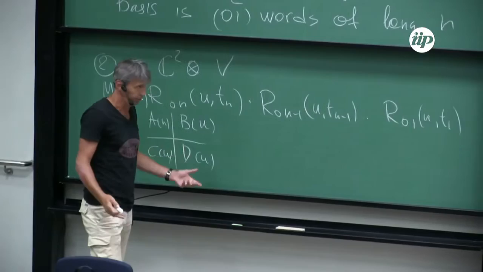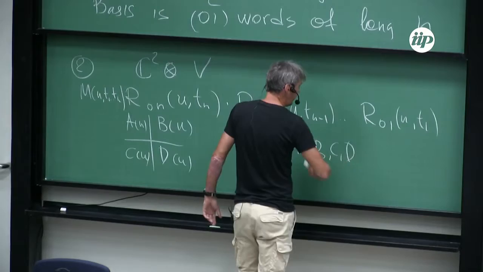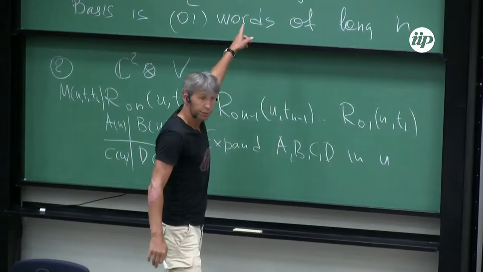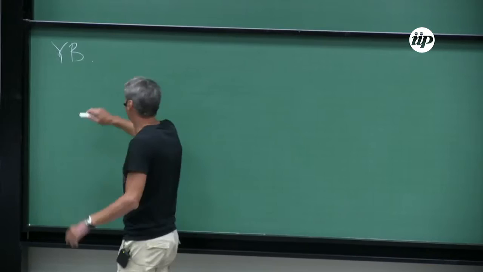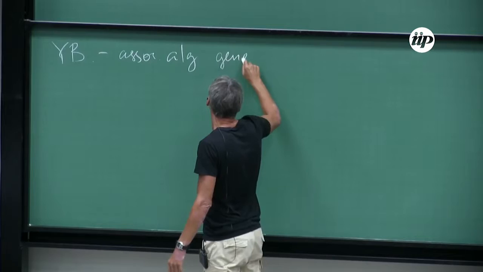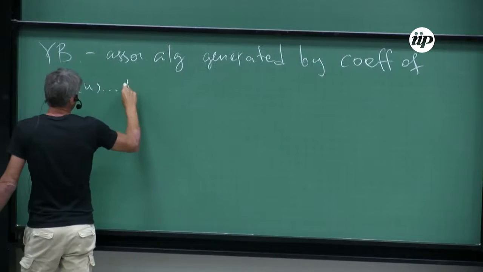And if I expand now each of A, B, C, and D in a polynomial, in this case in u, I get operators or matrices whose coefficients depend on T1, ..., Tn, and therefore would act on my quantum space. And for me, this is the definition of the Yang-Baxter algebra related to, or generated by, this R matrix. So it's an associative algebra. I mean, it's a subalgebra of the matrix algebra generated by coefficients of polynomials A(u), B(u), C(u), and D(u).